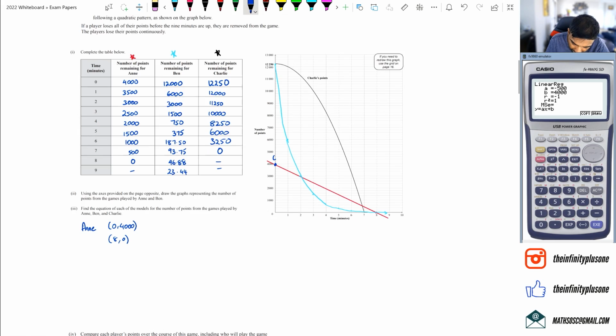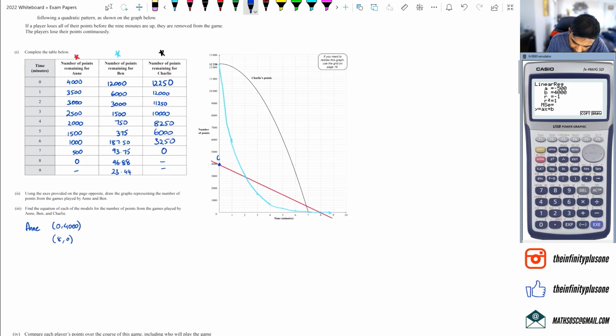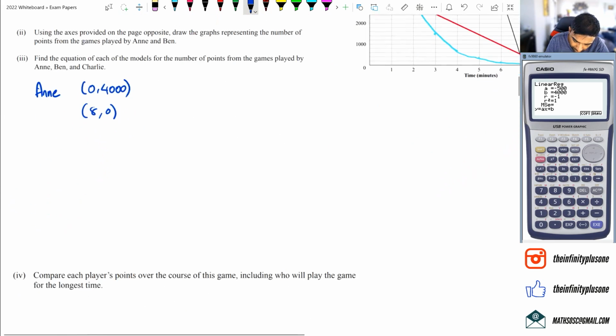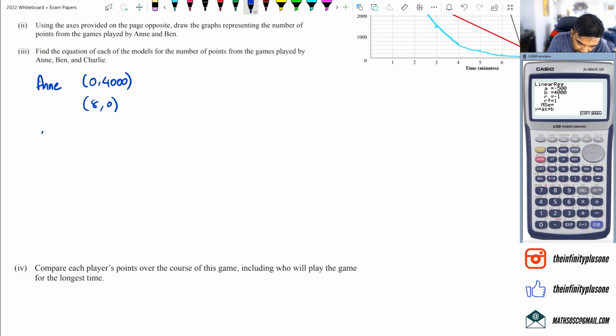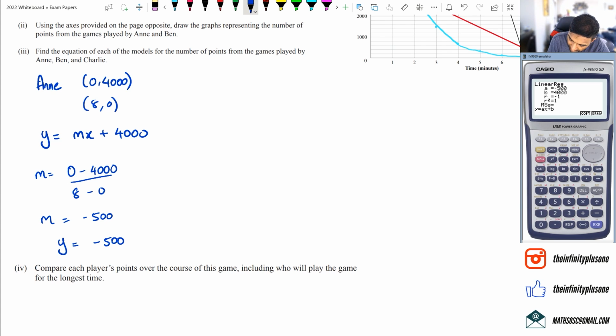So we can write this as y is equal to mx plus 4,000. And then of course gradient is change in y divided by change in x. So 0 take away 4,000 divided by 8 take away 0, and this is going to give me minus 500. So Anne's equation then is y is equal to minus 500.